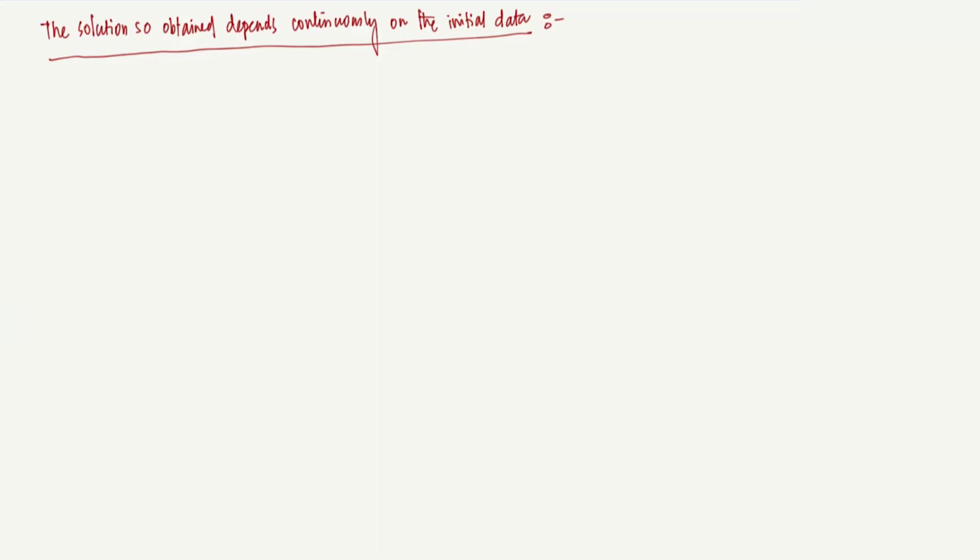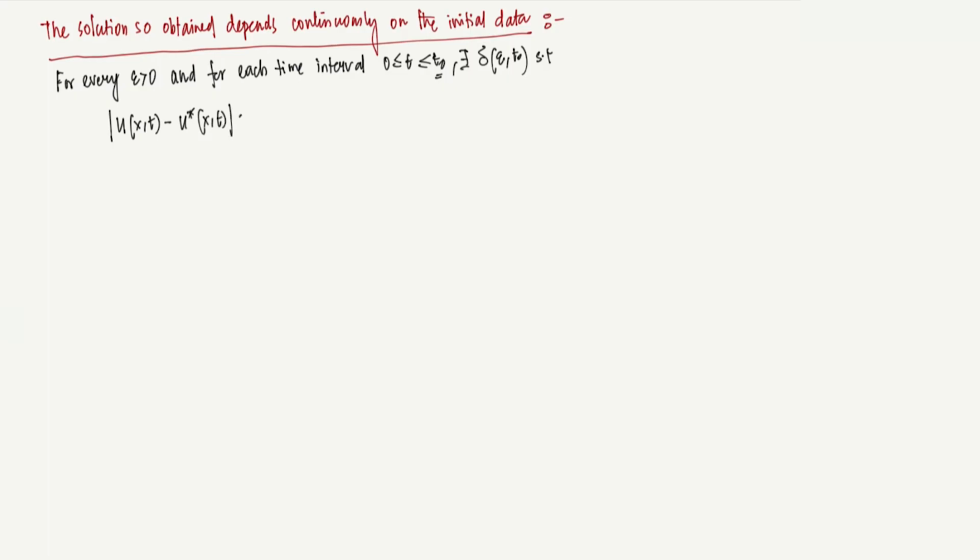So let me give you an exact form of what I'm trying to tell you. For every epsilon greater than 0, so you start with a very, very small number, and for each time interval 0 less than t less than t naught, there exists a delta which depends on epsilon and t naught, such that the modulus of u of (x, t) minus u star of (x, t) is less than epsilon whenever the initial data are small enough. I will explain what all of this means.